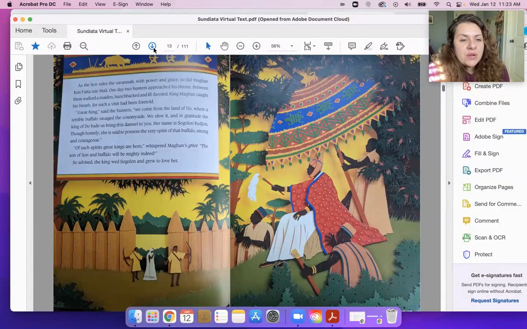Of such spirits, great kings are born, whispered Magon's griot. The son of lion and buffalo will be mighty indeed. So advised, the king wed Sogolon and grew to love her.